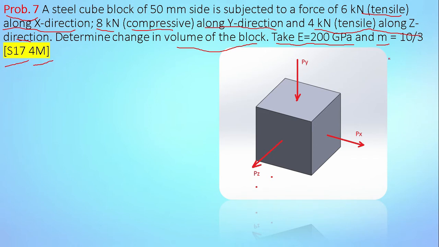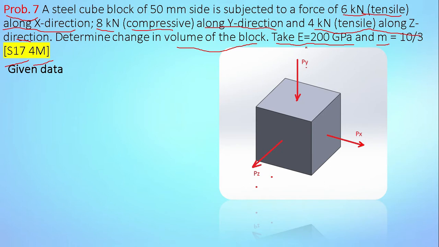The figure is not given, so I have prepared one here. We have 3 forces: Px is 6 kilonewton tensile. Tensile means the arrow points outward. Py is compressive, that's why the arrow moves towards the object, and this arrow Pz is away from the object.